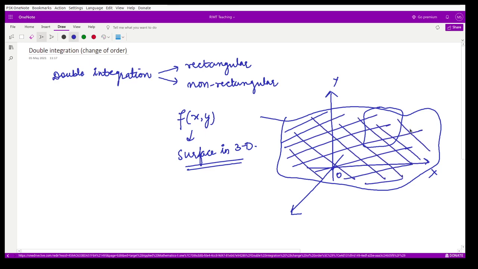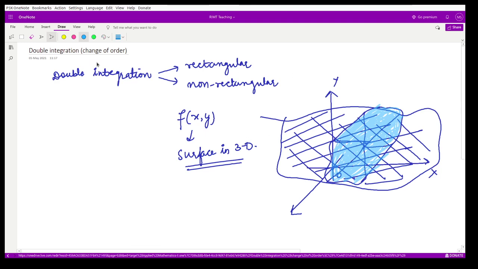What we have to do is compute the volume under the given surface over this particular domain. Whatever this volume is, it is given by the double integral, as we have seen previously. So this is already what we have done.